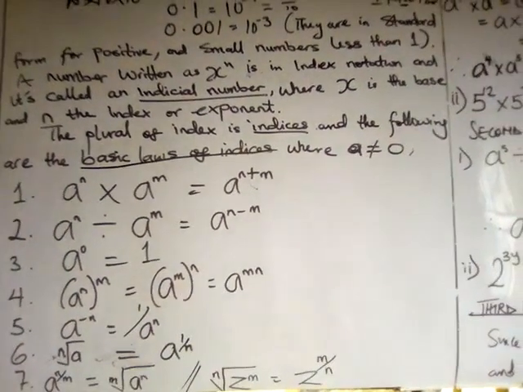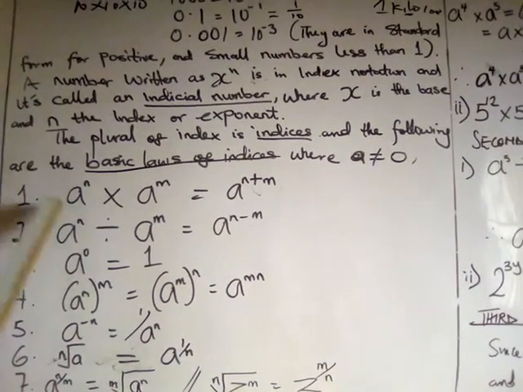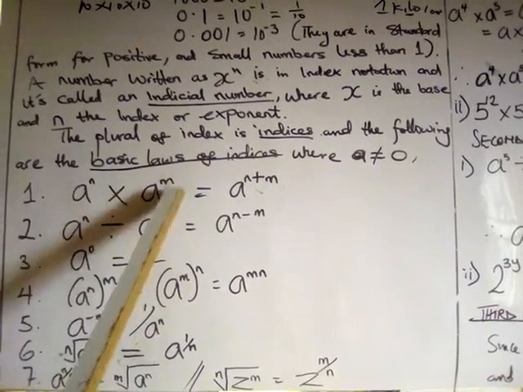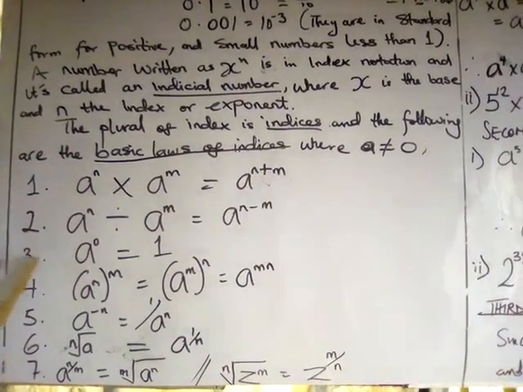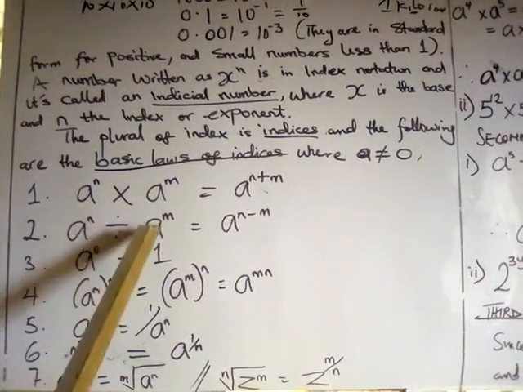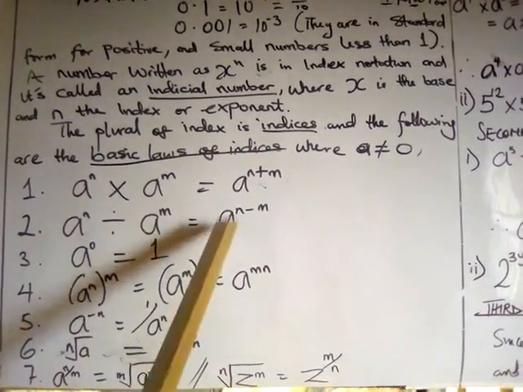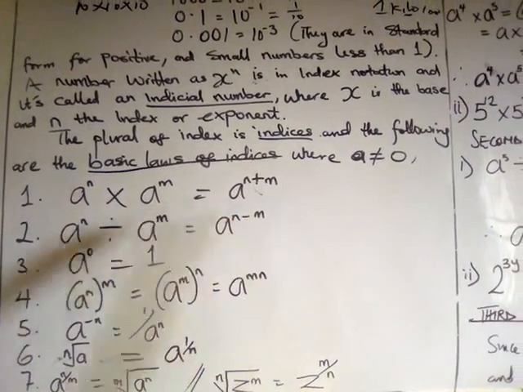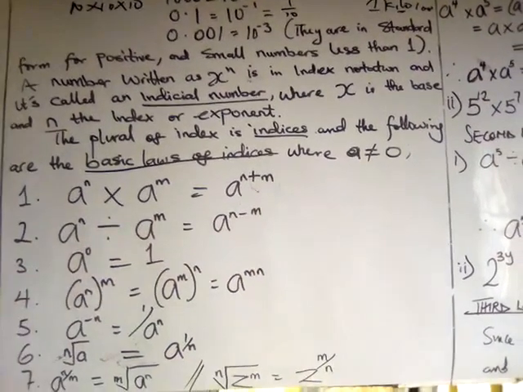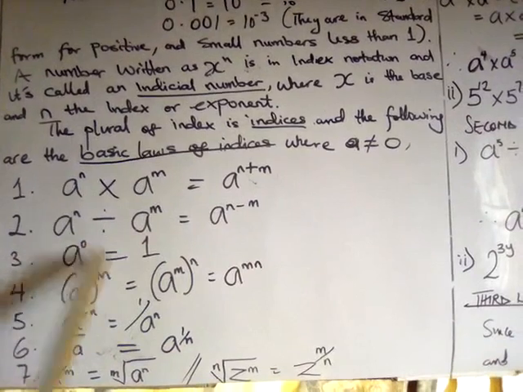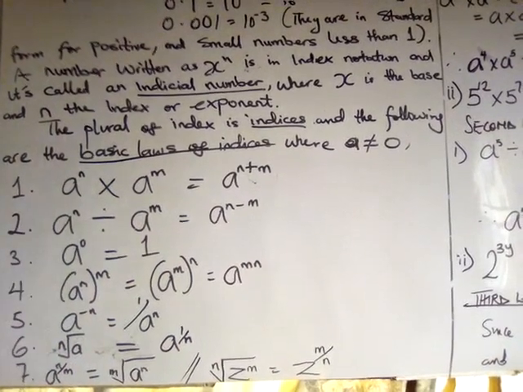So let's consider the first one. a raised to the power n times a raised to the power m is equal to a raised to the power n plus m. The second one is a raised to the power n divided by a raised to the power m, which is equal to a raised to the power n minus m. And a raised to the power 0 is equal to 1.